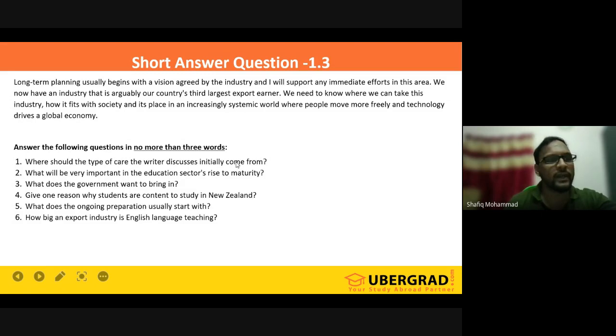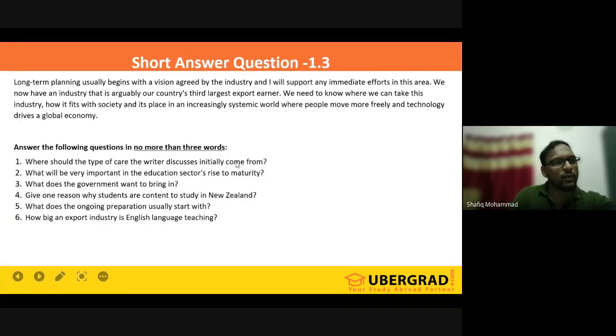And third one, what does the government want to bring in? Extra levy imposition, or even if you write levy, that is also correct. If you write extra levy imposition, or levy imposition, then that is also correct. Those who have written only levy will also get the mark.